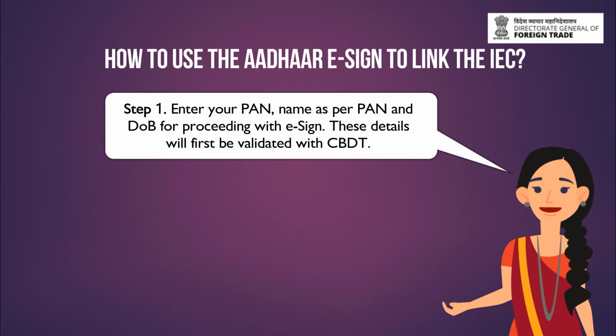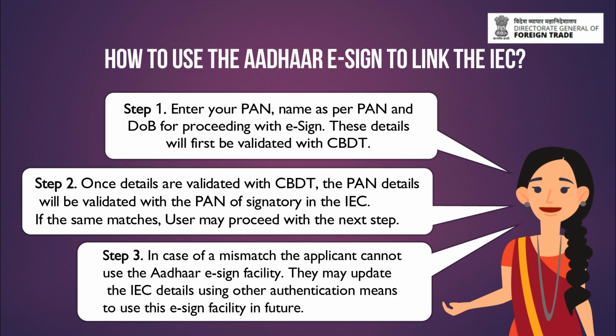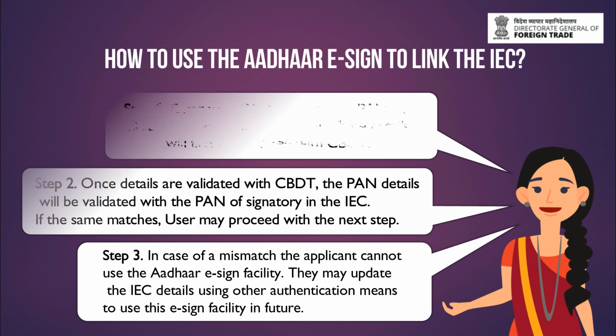Enter your PAN, name as per PAN and date of birth for proceeding with eSign. These details will first be validated with CBDT. Once details are validated with CBDT, the PAN details will be validated with the PAN of signatory in the IEC. If the same matches, user may proceed with the next step. In case of a mismatch, the applicant cannot use the Aadhaar eSign facility. They may update the IEC details using other authentication means to use the eSign facility in future.